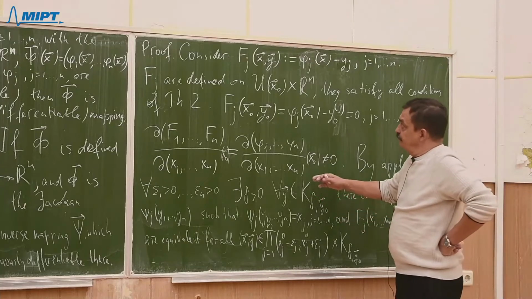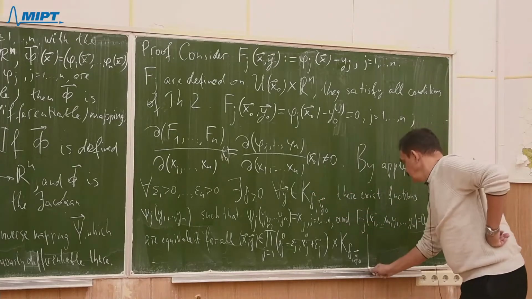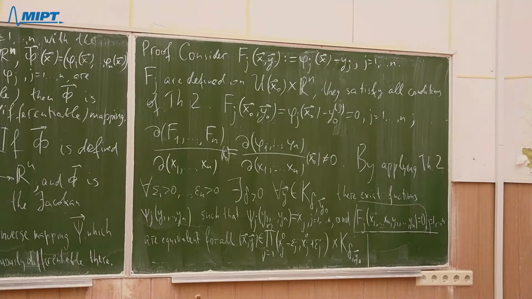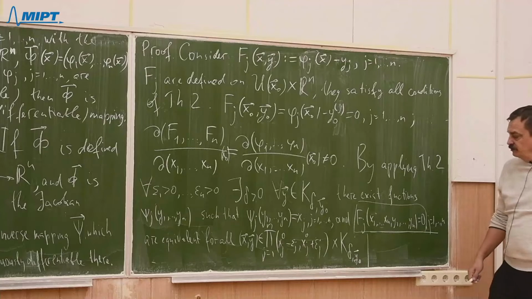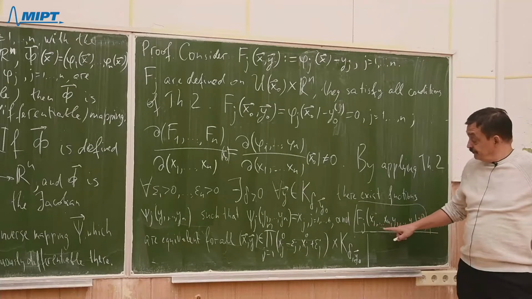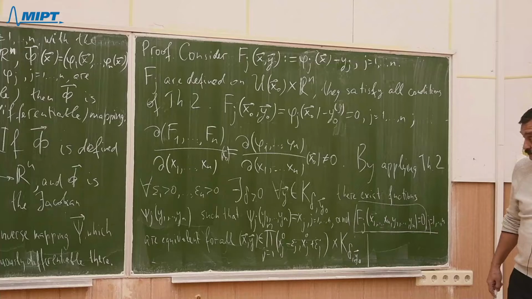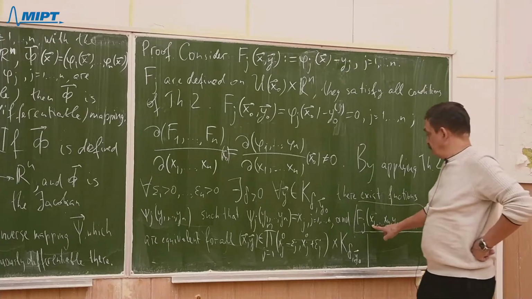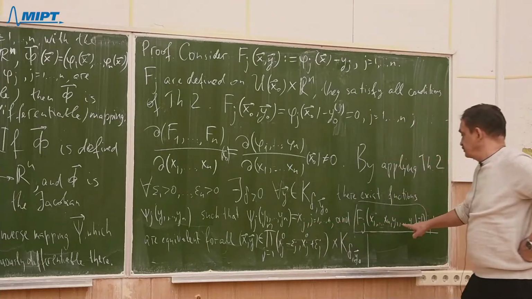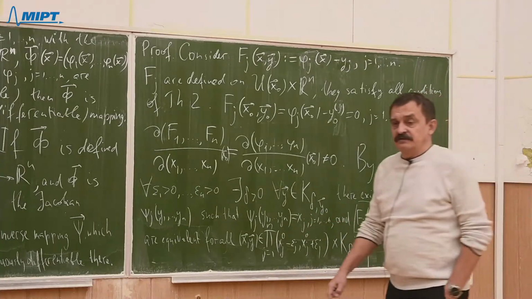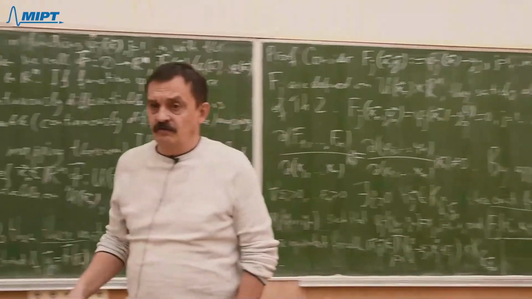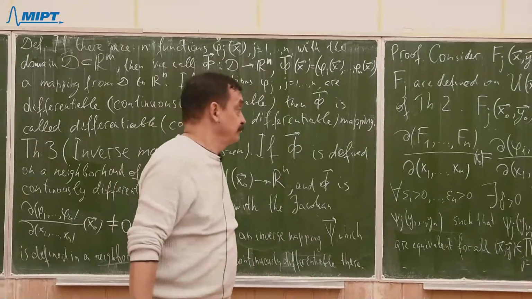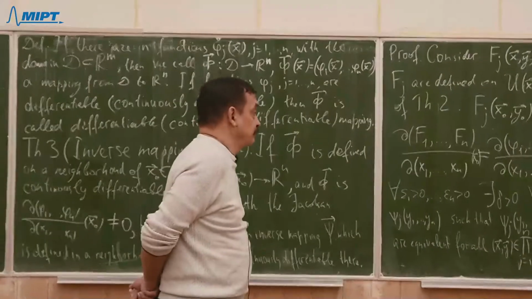So we want to solve the system of equations with respect to variables x. So we want to write variables x as functions of y's. But in Theorem 2, we wanted to write y's as functions of x. That is the difference with Theorem 2.